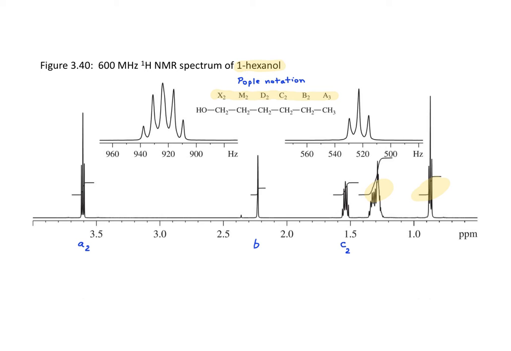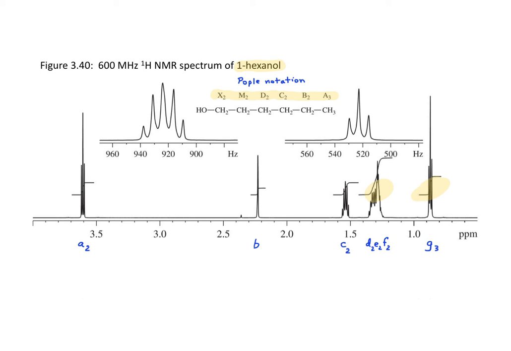Since we actually know the structure, I'll label these D2, E2, and F2 because at high enough field strength, in principle, these can be separated. And then the methyl group, which integrates to 3 hydrogens, I'll call that lowercase g3. We can now assign the peaks to individual methylene groups.